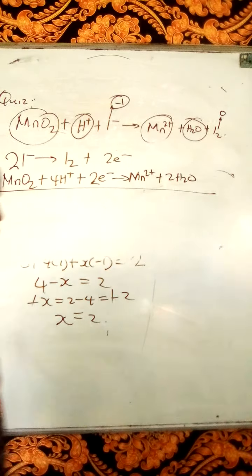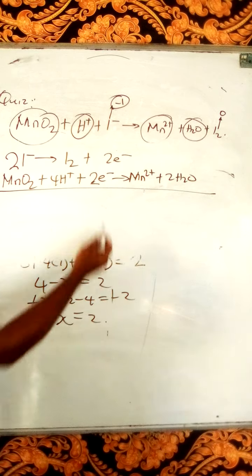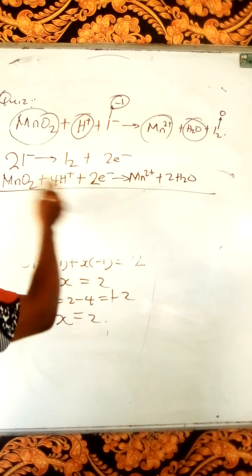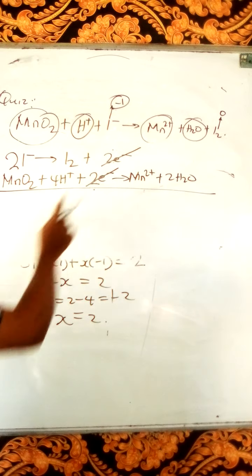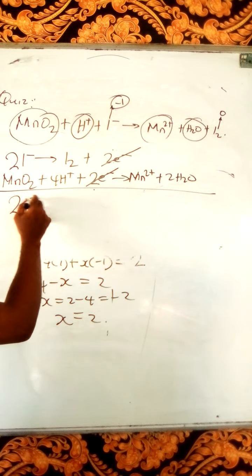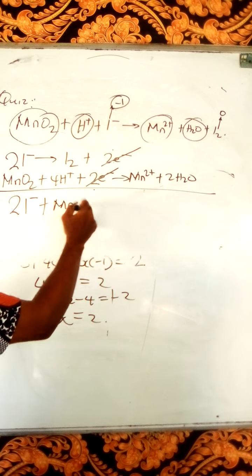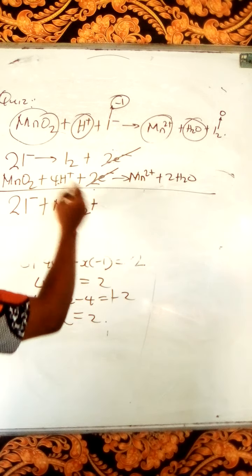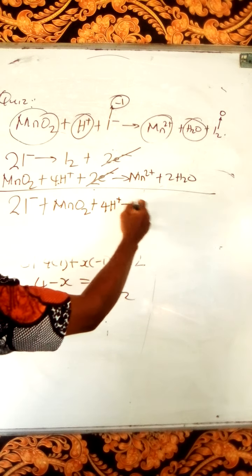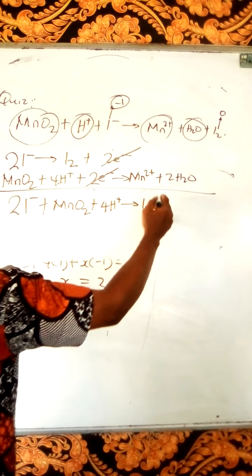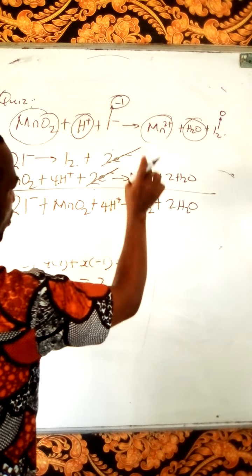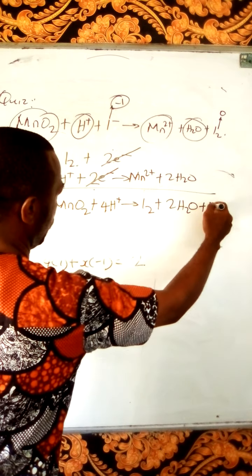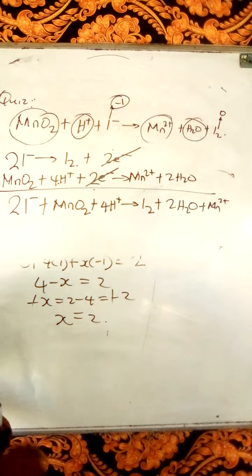Now, what do we do? We now look at the electrons and relate them. Electrons are equal in moles, as you can see, 2 moles here, 2 moles. No need to multiply them by the coefficients again. Since they are equal, we eliminate them and cancel out. Add the reactants, 2 iodide plus MnO2 plus 4 hydrogen ion, giving us iodine molecule plus 2 molecules of water, and then manganese 2 ion. So this is the balanced equation.